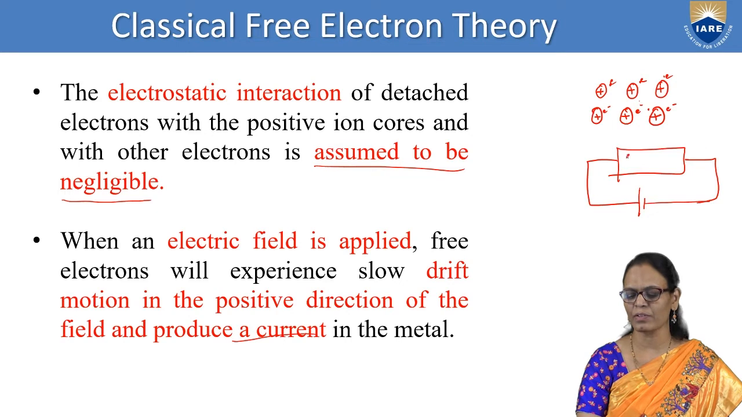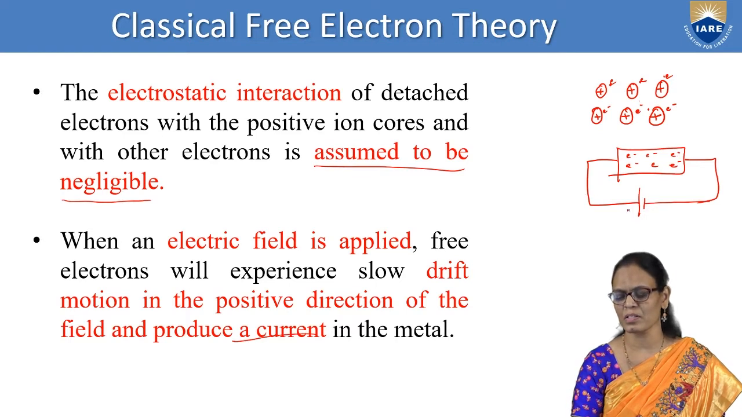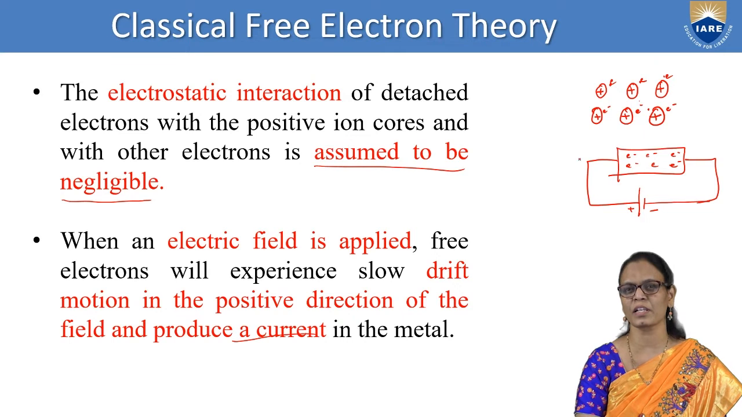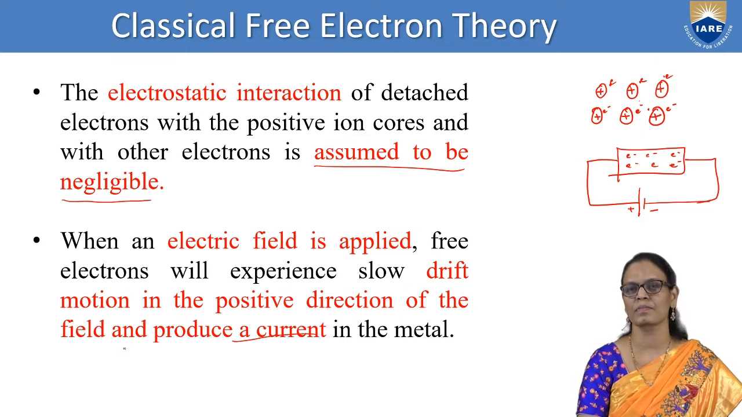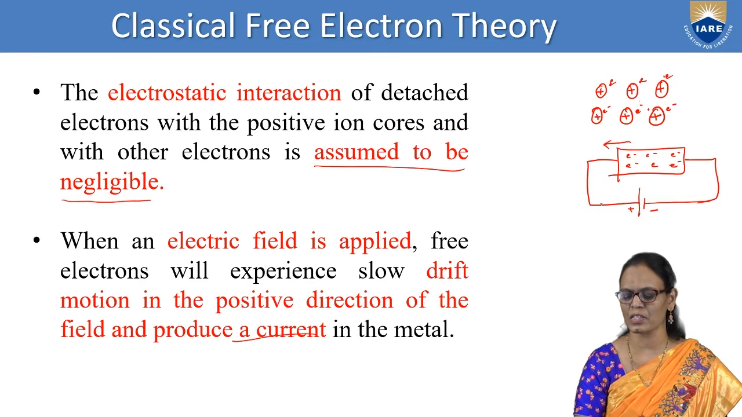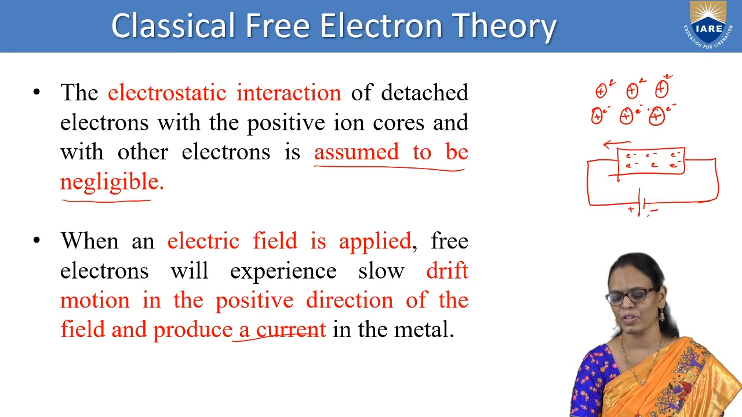Now these electrons, you are considering it as a pool of electrons. What happens? They will drift towards the positive plate. Drift means shifting towards, drift in the positive direction. This is the positive plate, and with the help of this we are applying an electric field.